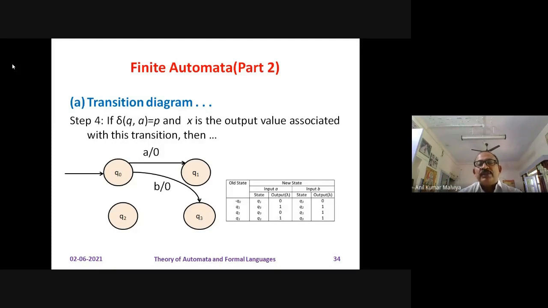Now, machine in state Q1 and input is A, machine goes to state Q3 and at this time the output associated is 1. Any student having roll number 1 to 17, give the answer of this question. What will be the next state and what will be the output and how will you draw an arc? Anyone, student having roll number 1 to 17?